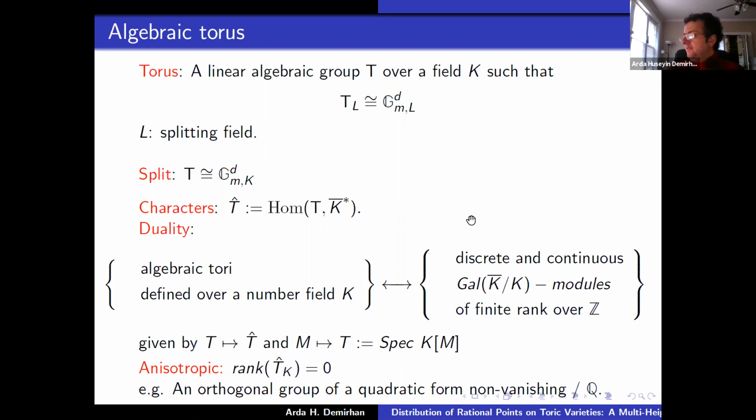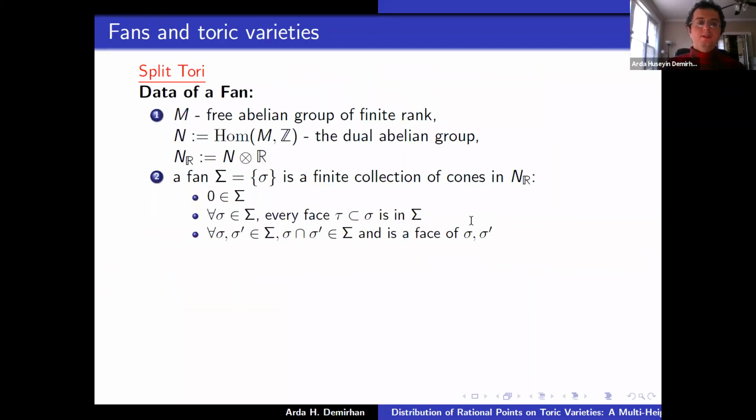We'll be getting into the proofs and all the details, but this is one of the crucial things which appears in the paper of Batyrev and Tschinkel about anisotropic tori. Okay, so to define what a toric variety is, we need some combinatorial data. Yeah, there are also non-split tori, but just for simplicity, I will be giving the data for split tori.